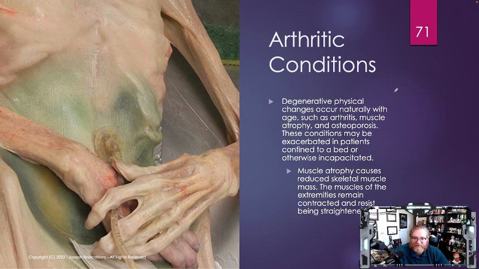So the first is arthritic conditions. Degenerative physical changes occur naturally with age, such as arthritis, muscle atrophy, and osteoporosis. These conditions may be exacerbated in patients confined to a bed or otherwise incapacitated. Muscle atrophy causes reduced skeletal muscle mass. The muscles of the extremities remain contracted and resist being straightened.